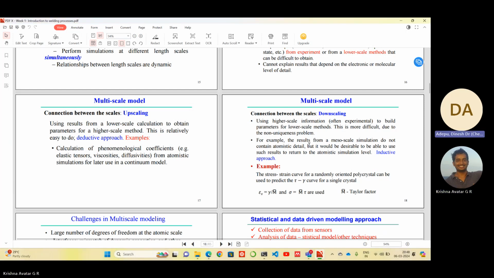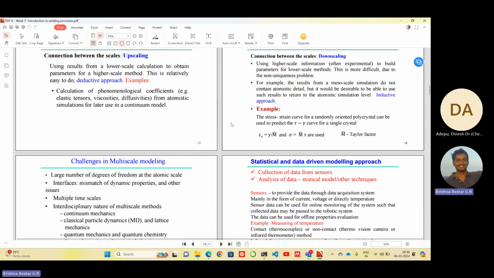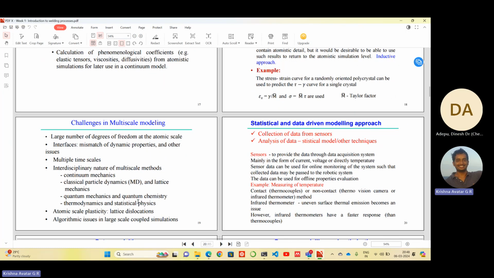And then in quantum mechanics, at the molecular dynamics approach, we have a large number of degrees of freedom. So that makes it very tough to do all this multi-scale modeling, right? And this slide is a very important one. At the interface, there may be a mismatch of dynamic properties and other issues. It also has multiple time scales, because the time scale of an electron is different from the time scale of the bulk structure, like fracture or anything like that.